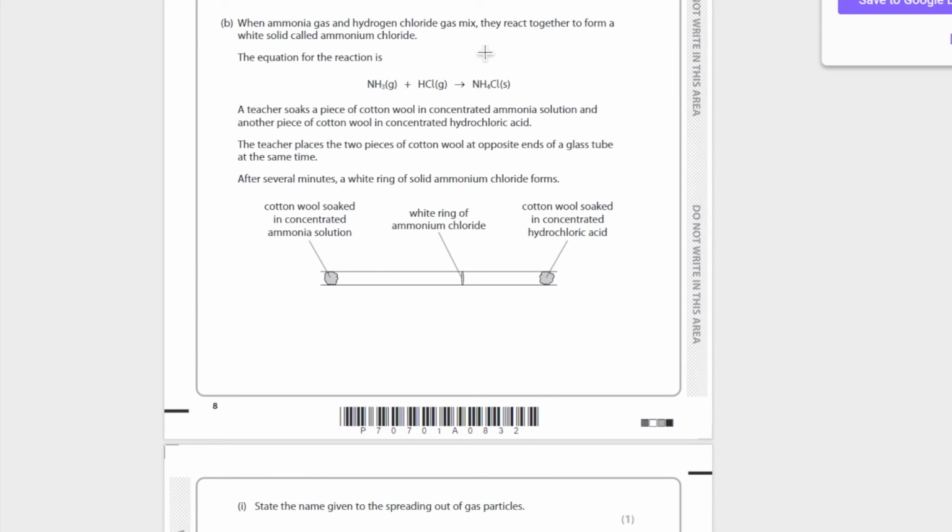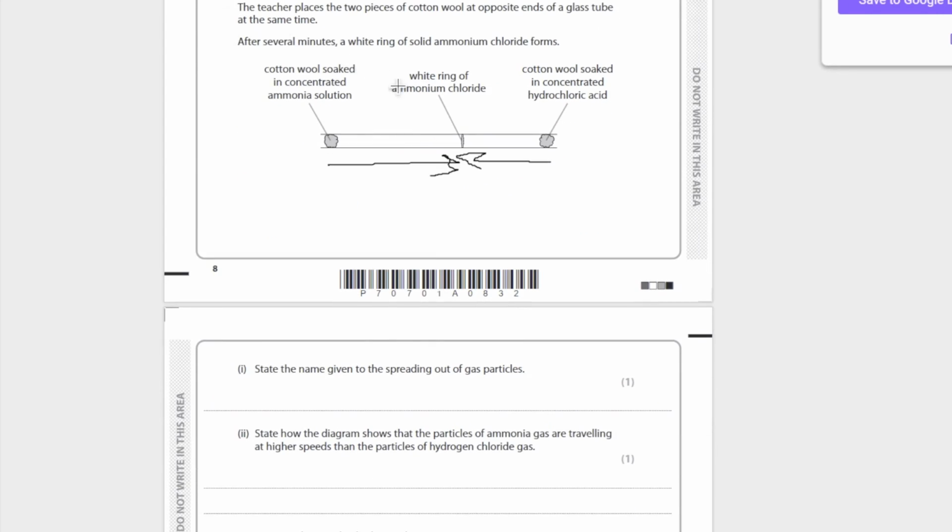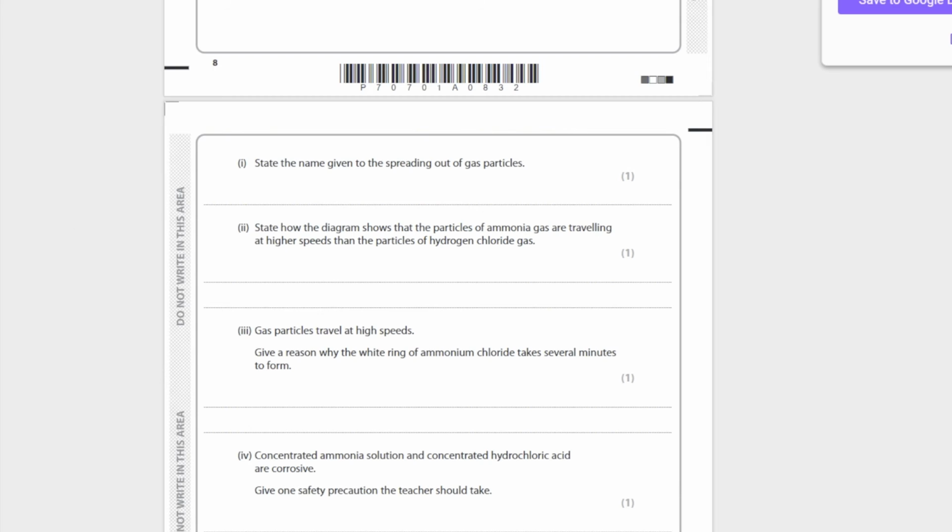Okay, when ammonia gas and hydrogen chloride gas mix, they react together to form a white solid known as ammonium chloride. The equation for this reaction is this. A teacher soaks a piece of cotton wool in ammonia solution, and another piece of cotton wool in concentrated hydrochloric acid. The teacher places the two pieces of cotton wool at opposite ends of the glass tube at the same time. After several minutes, a white ring of ammonium chloride forms. So here's the white ring, since it's from each of the sides. Okay, after several minutes, state the name given to the spreading out of gas particles.